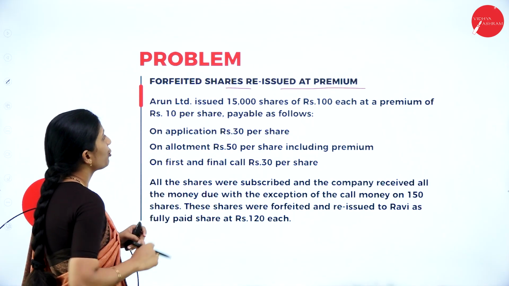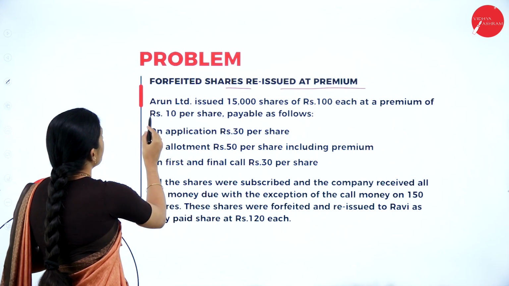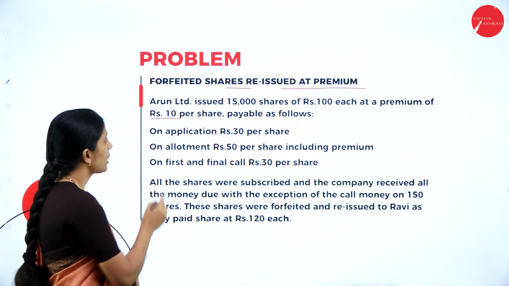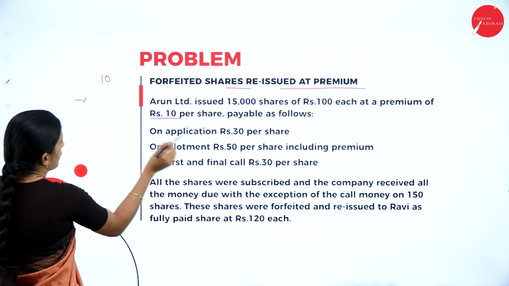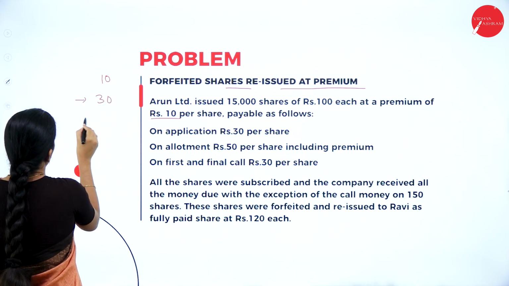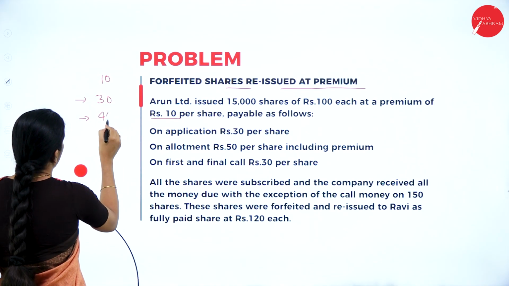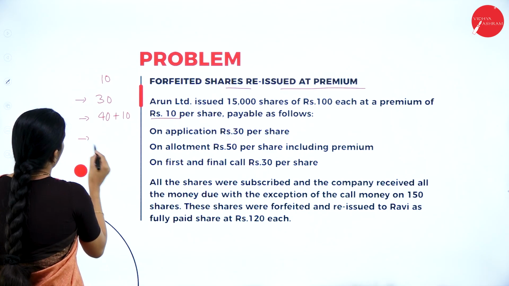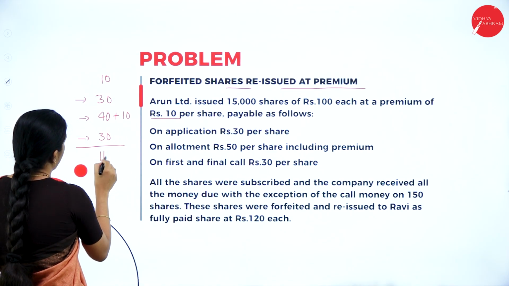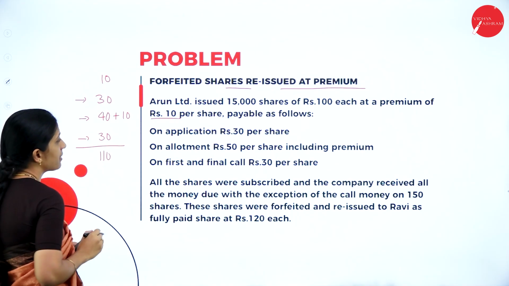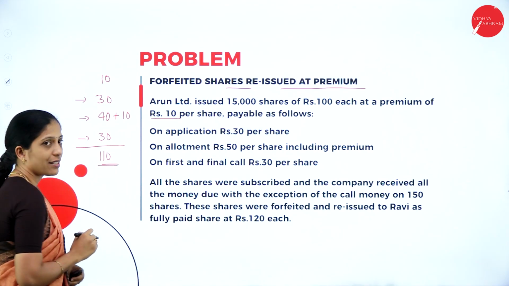Now, Arun Limited issued 15,000 shares of rupees 100 each at a premium of rupees 10 per share payable as follows. So, this 10 rupees, how they are going to pay? On application 30 per share, on allotment 50 per share including premium. So, this will be 40 plus 10. Next, on first and final call, it is 30. So, overall it will be 110. 40 plus 30, 70, 70 plus 30. So, 100 plus 10 premium. So, this will be 110.